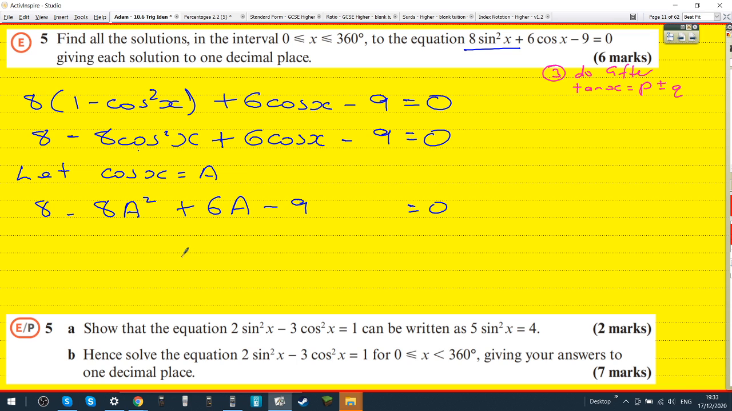Okay. Could you minus 8 on both sides? No. 8 minus 9. Oh, minus 1. Yeah. So it'd be 8a squared plus 6a minus 1 equals 0. Yes. And from there, I think you'd be fine for the rest of that question. You'd go through the full thing.